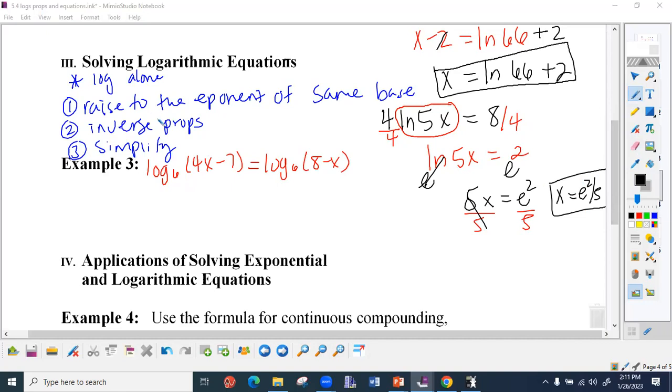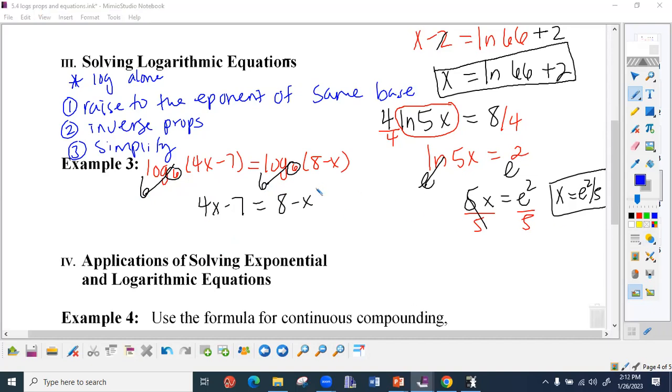And then second, now we're going to raise the exponent of the same base. Well, our bases are 6. So we're going to raise both sides to 6. Okay? What this allows us to do is now to apply our inverse property. Inverse property says that those are going to cancel out. And all I'm left with is 4x minus 7 equals 8 minus x.